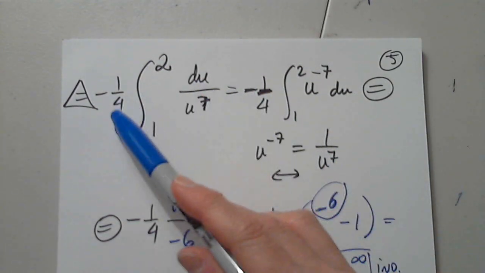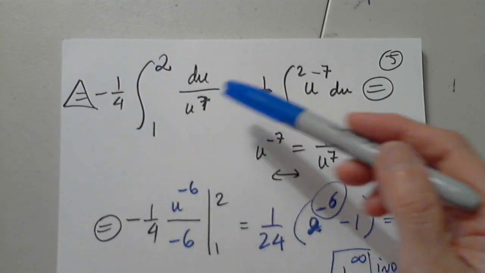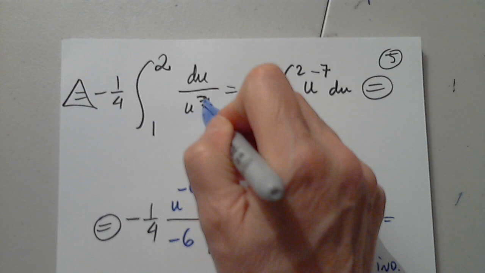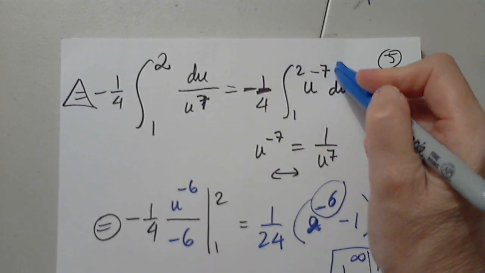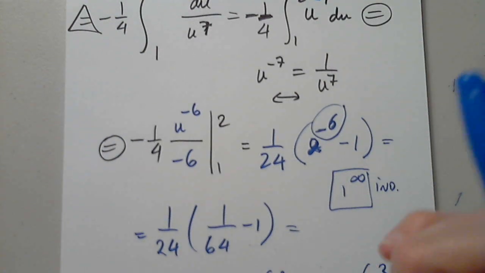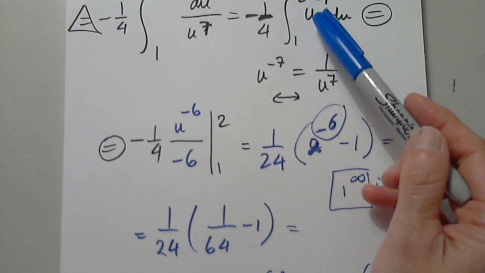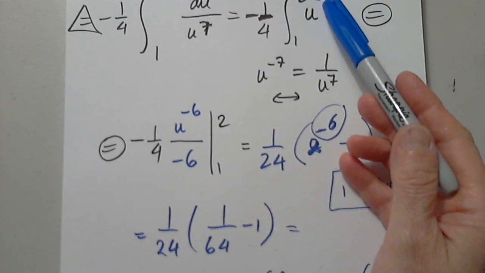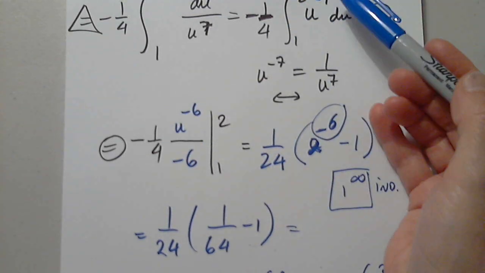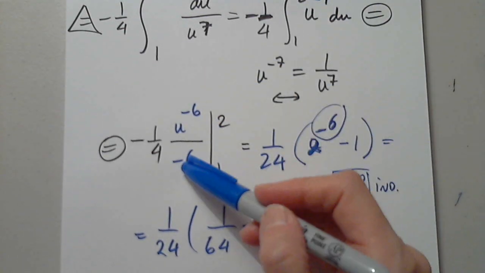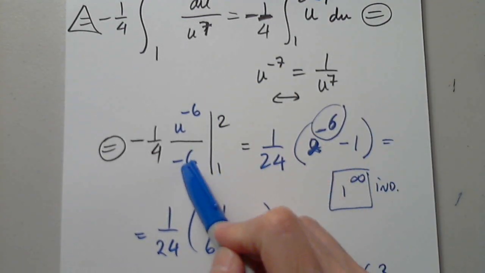So we copy negative 1/4, we copy the integral with the limits of integration. We have to replace 1 over u to the 7th by u to negative 7th. And then when we integrate u to negative 7, we have to find the function whose derivative is this, by adding 1 to the power, which makes a negative 6, and dividing by the result.